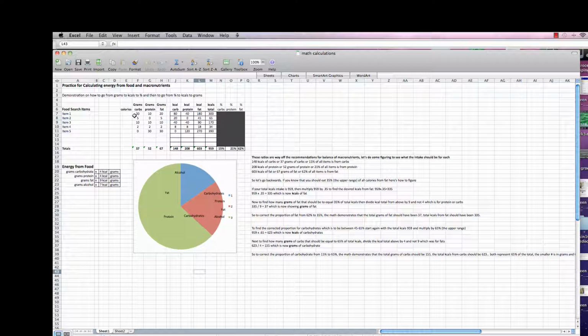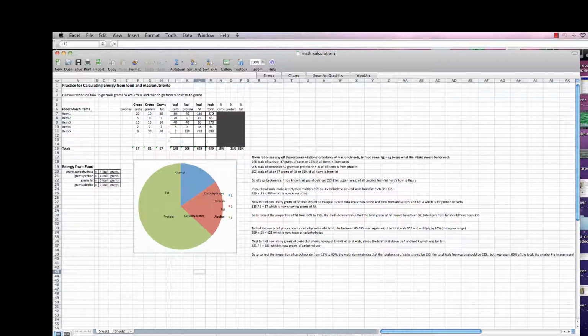If my lookup shows I have 20, 10, 20, then 20 times 4, because it's a carbohydrate, is 80, and 10 times 4, because it's a protein, is 40, and 20 times 9, because it is a fat, equals 180. These added across become 300.